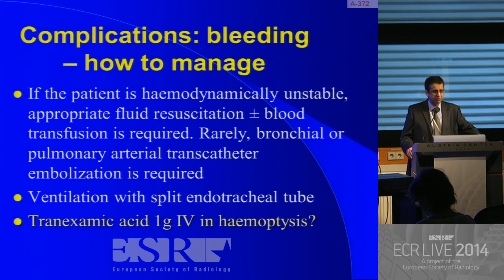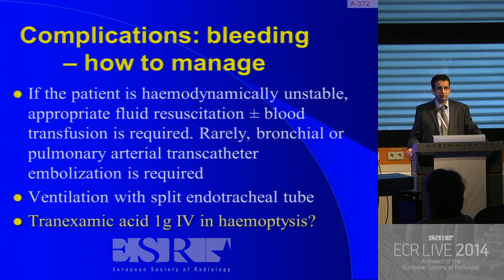If, however, the patient becomes hemodynamically unstable, we would have to then start the appropriate fluid resuscitation, may need a blood transfusion. It's very unusual to progress to bronchial or pulmonary artery transcatheter embolization, but this should be in preparation and should be available. If you have to ventilate, remind the anesthetist, they're well aware of this, that they should do that with a split endotracheal tube. It helps protect the normal lung from cross flow of blood and then occlusion. And you can consider giving tranexamic acid in hemoptysis patients. That does help, and we would do that as well in my unit.